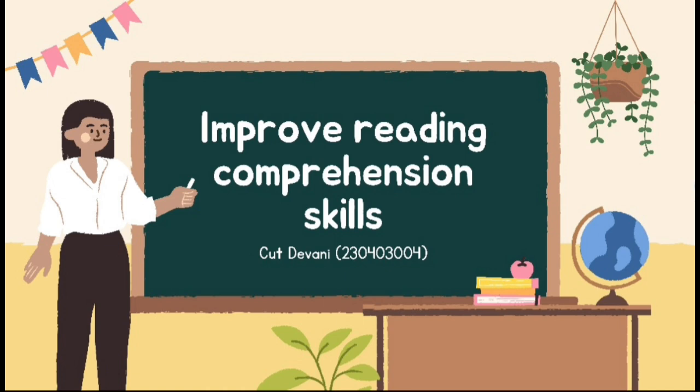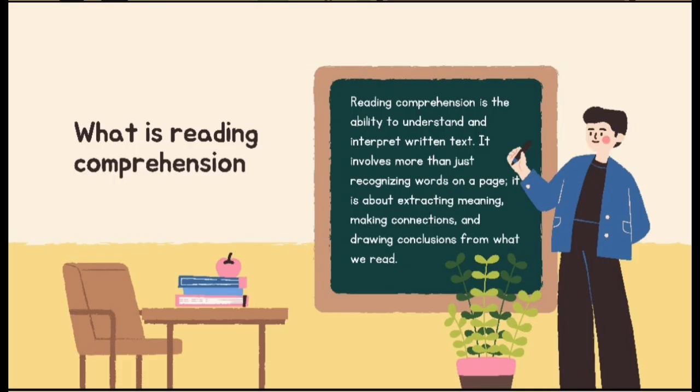So here I will explain about improving reading comprehension skills. What is reading comprehension? Reading comprehension is the ability to understand and interpret written text. It involves more than just recognizing words on a page. It is about extracting meaning, making connections, and drawing conclusions from what we read.